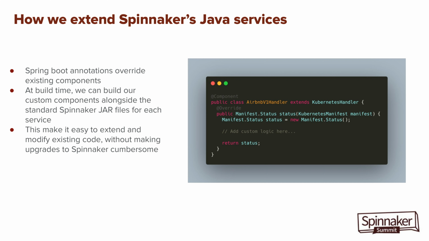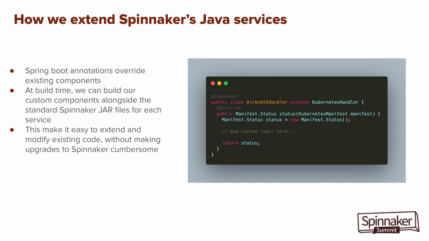So what we do is we basically use Spring Boot annotations to override existing components. And so we don't actually have a fork of Spinnaker. We have our custom annotations, and then we basically compile them together with the Spinnaker source code. And so our stuff actually lives side by side with the Spinnaker source code. So if we do a Spinnaker upgrade, we just pull in the new bill of materials and we're good to go. This comes with some caveats.